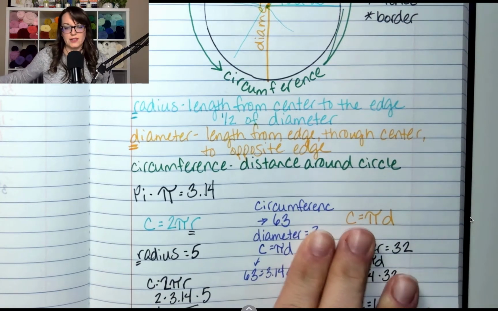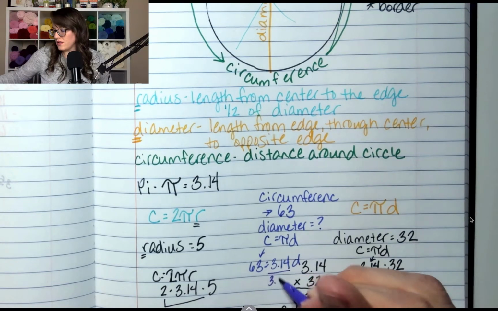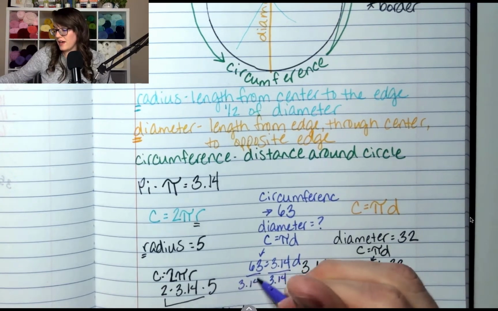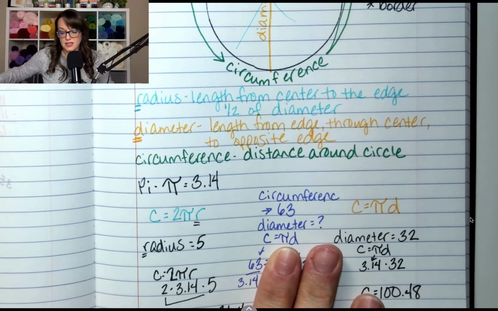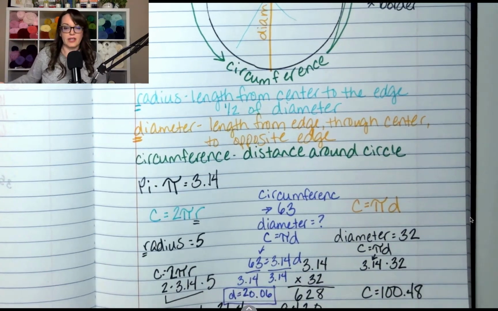How do you solve this one-step equation right there? 63 equals 3.14 times d. How do you solve that? You divide by 3.14. So you need to be able to multiply and divide by decimals. All right, so 63 divided by 3.14 is equal to, I already know the answer, it's 20.06. So this is the diameter. Sorry, this is really scrunched, but I know you only have a page.